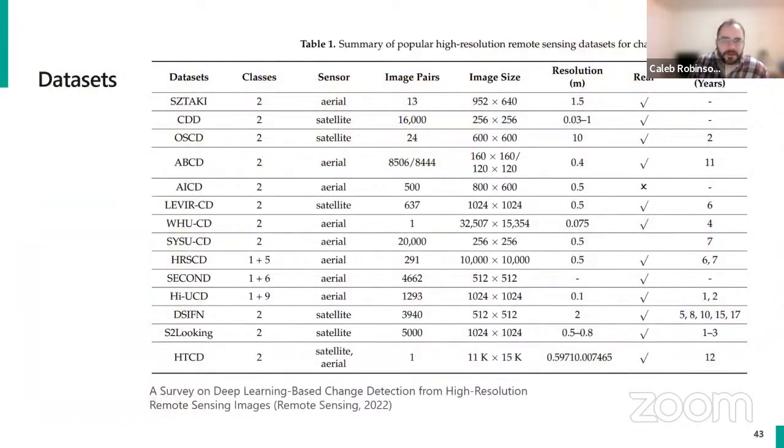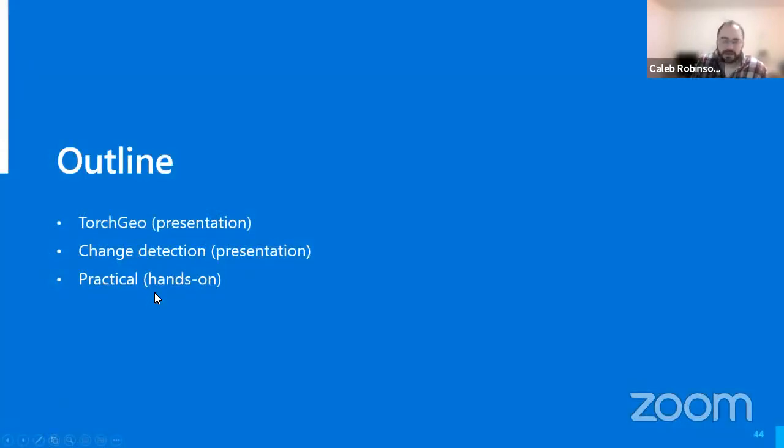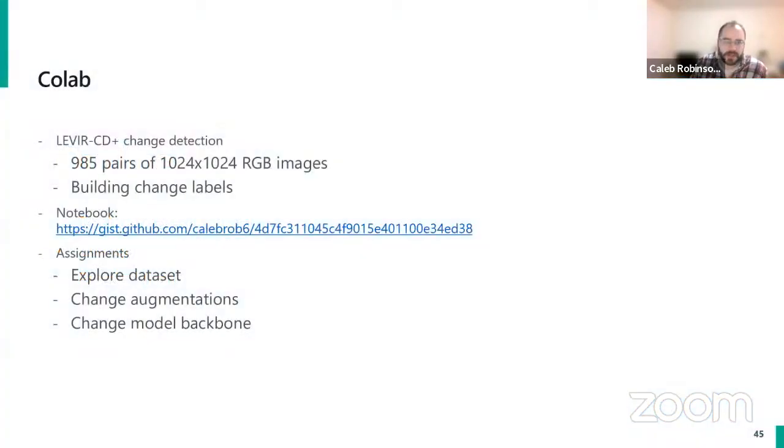So I guess where am I here? The point here, I got this table from a recent survey paper in remote sensing, a survey on deep learning based change detection from high resolution remote sensing images. There are just a lot of existing data sets out there that you can use to pre-train on if you have a new change detection problem that you're interested in, or if you're interested in developing methods for change detection in general. There are a lot of choices that you can go to test out your proposed approach, which leads directly into the practical, where we'll be taking a change detection data set that we've implemented in TorchGeo, we didn't create it, and then training our own change detection model using this data set.